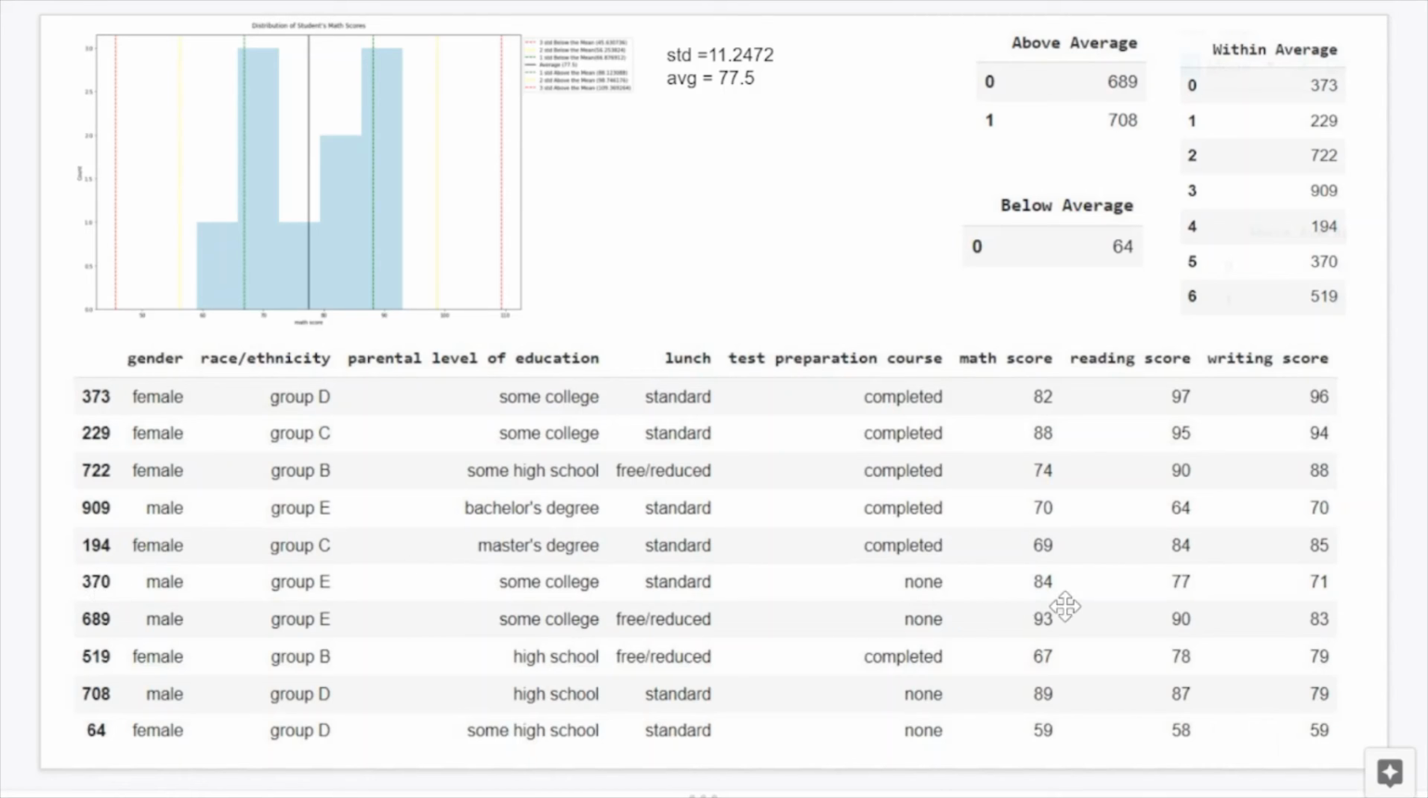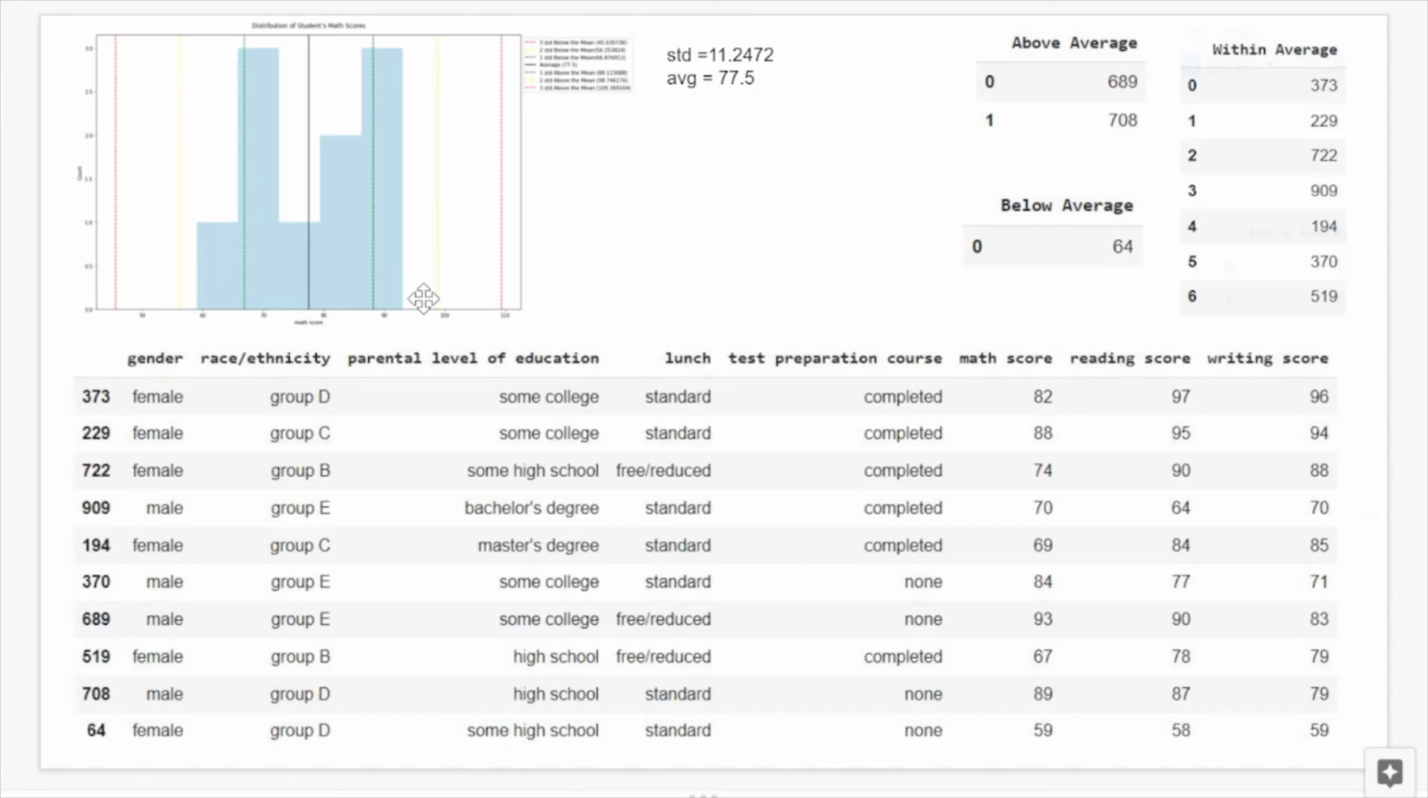Student 370 got an 84. 84 is actually right about here. They are within average also, because student 370 is within 1 standard deviation above the mean. Student 689 got a 93. Now a 93 is actually right about here. So this student surpassed 1 standard deviation above the mean. This student is actually within 2 standard deviations above the mean. So this student is above average. Okay.